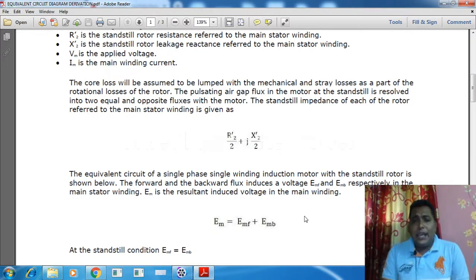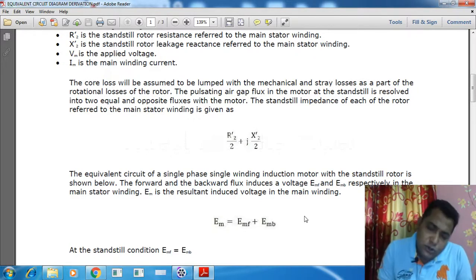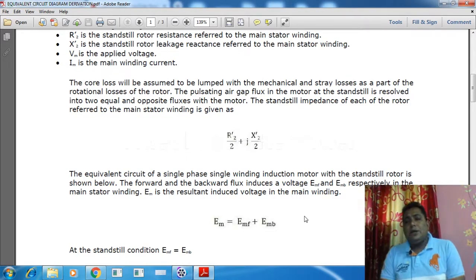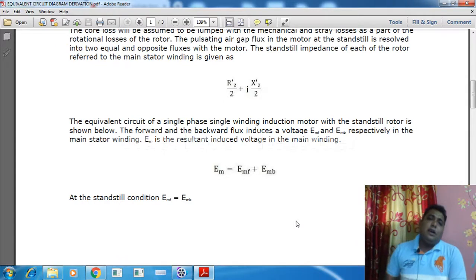In the same way, here we are considering that the induced EMF has two components. One is the forward path EMF and the other is the backward path EMF. That is as per the concept of double revolving field theory. Now, at the standstill condition, that means when it is not rotating, we can consider why this concept of double revolving field theory is appearing.